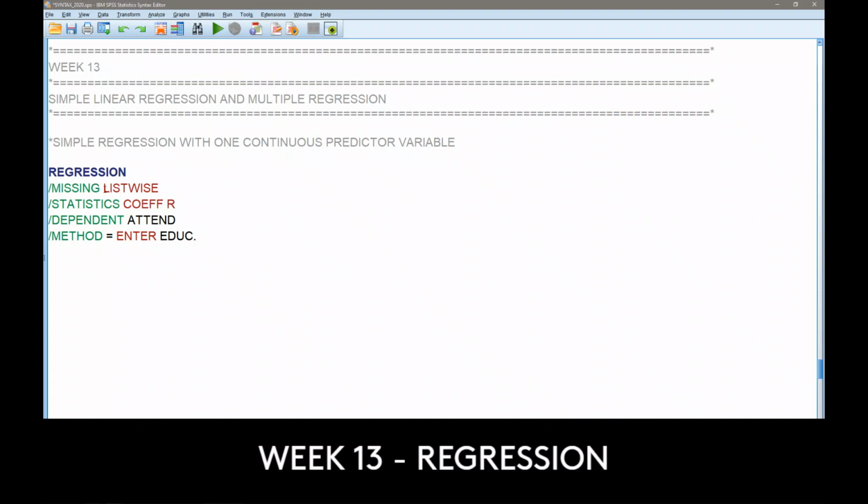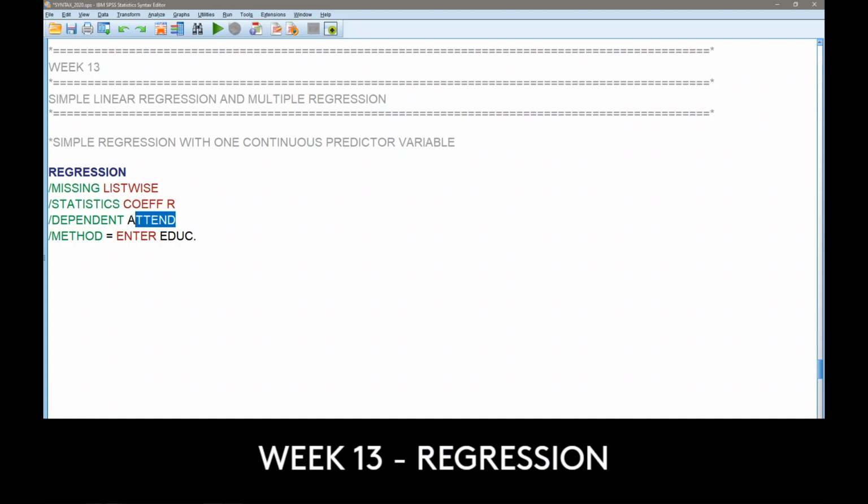Regression, missing, we want it to produce listwise deletion of missing cases. We want SPSS to report the coefficients and the R statistic. Now this line here, dependent, this is where you put your outcome variable. And again, anytime you are using linear regression, your outcome variable has to be continuous in nature, ranging from 0, 1, 2, 3, 4, 5, 6, 7, 8, 9, 10, where each of the intervals means something. So you put your dependent variable here.